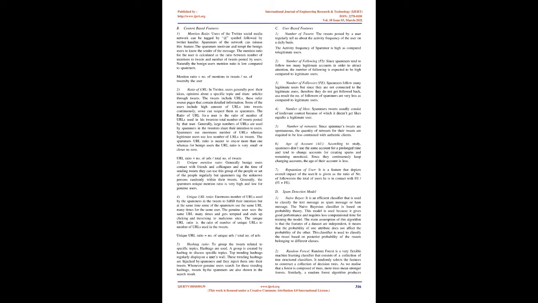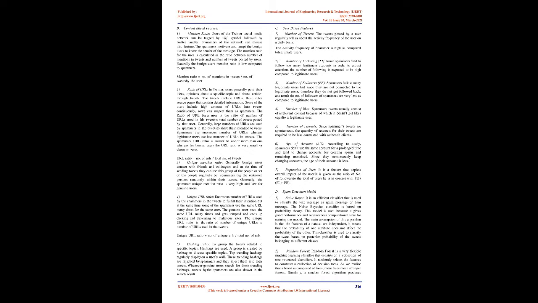Ratio of URL. In Twitter, users generally post their ideas, opinions about a specific topic and share articles through tweets. The tweets include URLs, which refer to source pages that contain detailed information. Some users continuously include a high amount of URLs in tweets, so we can suspect them as spammers. The ratio of URL for a user is the ratio of the number of URLs used in his tweets to the total number of tweets posted by that user.